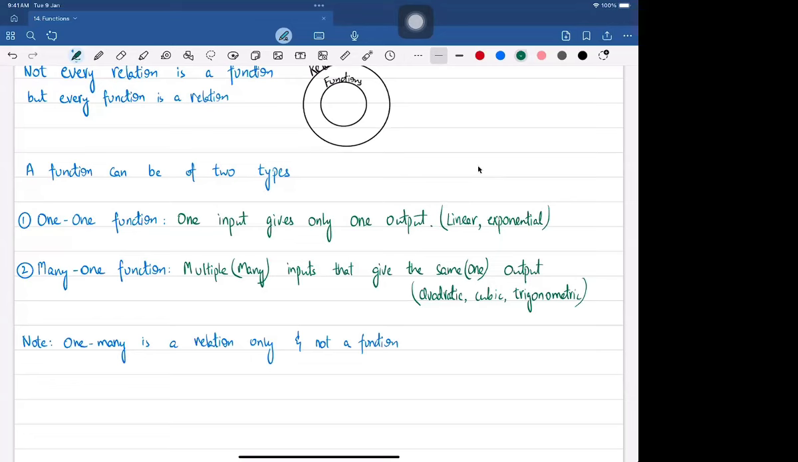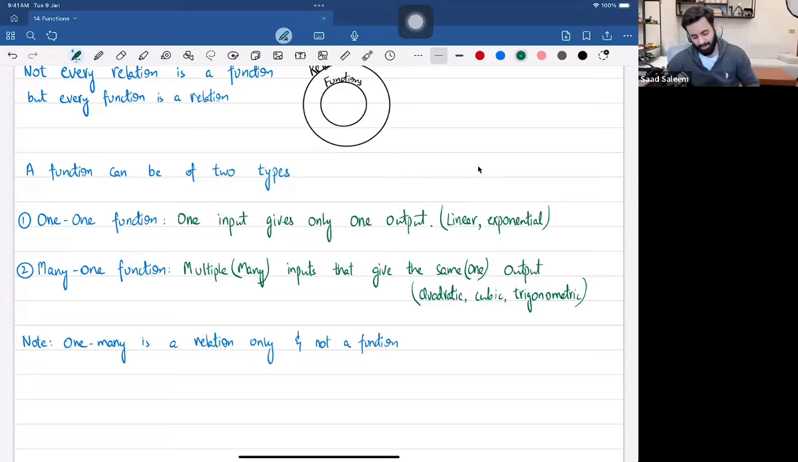Y squared equals x. Circle, that's correct. Good job. Now, y squared equals x, that's correct. But something that we have also done, and that is basically a circle.